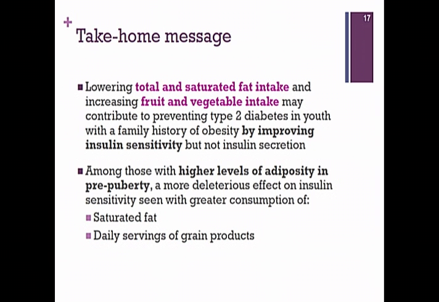So what are the take-home messages of this study? First, lowering total and saturated fat intake, as well as increasing servings of fruits and vegetables, may contribute to preventing type 2 diabetes in youth with a family history of obesity by improving their insulin sensitivity, but it has no effect on their insulin secretion. The second message is that among those children with the higher level of adiposity in prepuberty, there seems to be a more deleterious effect on insulin sensitivity with greater consumption of saturated fat and of daily servings of grain products.